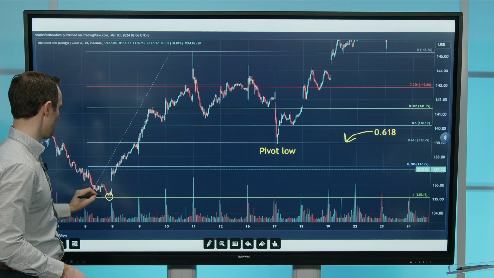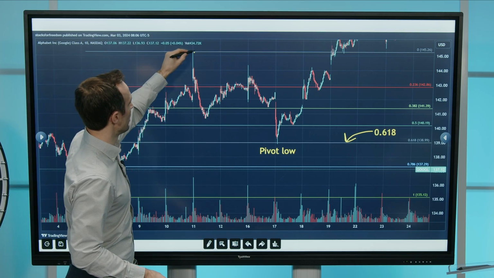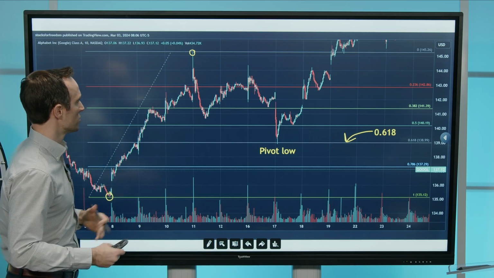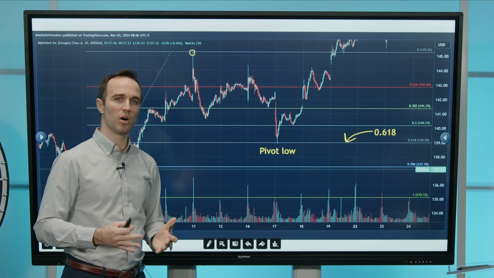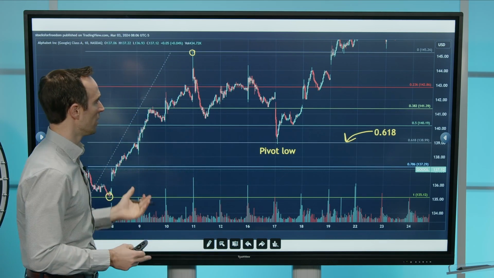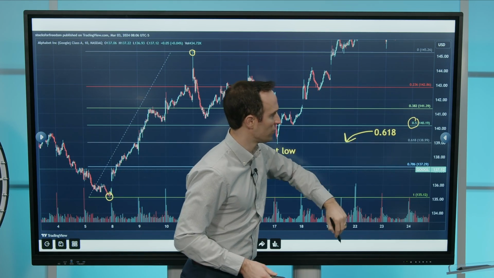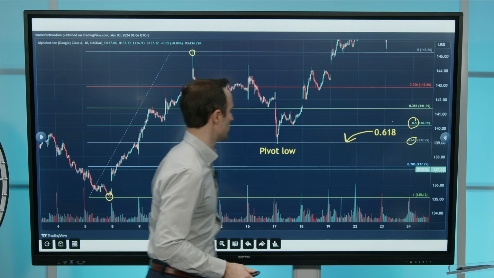We've had a run here from about $135 up to about $145. We're saying, all right, where is the pivot low going to be? Where is the pivot in this chart going to be? Well, again, we know it's most likely to be here at the 0.5 or the 0.618.